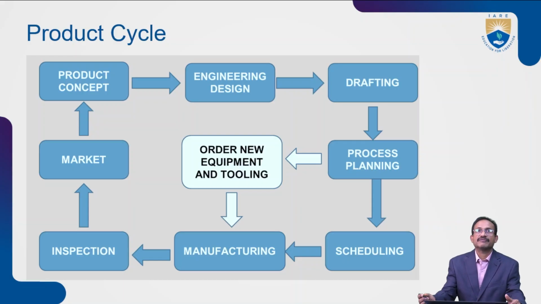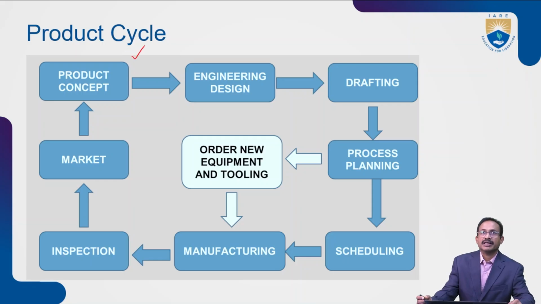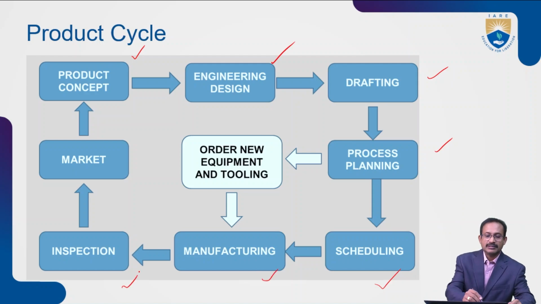Let us start with the left bottom corner. Product cycle starts with product concept, let us say, because it is in the left topmost corner. Next, engineering design, drafting, process planning, scheduling, manufacturing, inspection, and market. Process planning is connected to one more box, that is order new equipment and tooling, which will go to the manufacturing element.